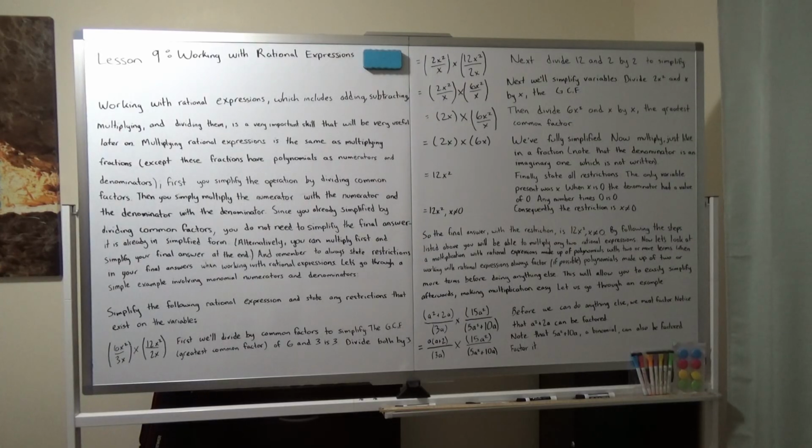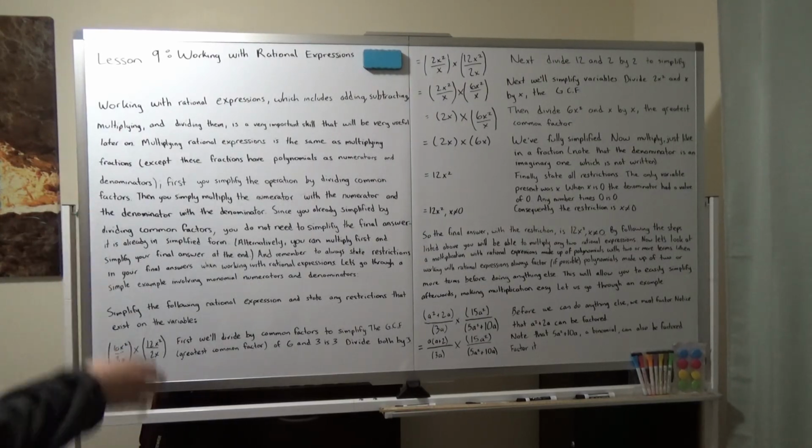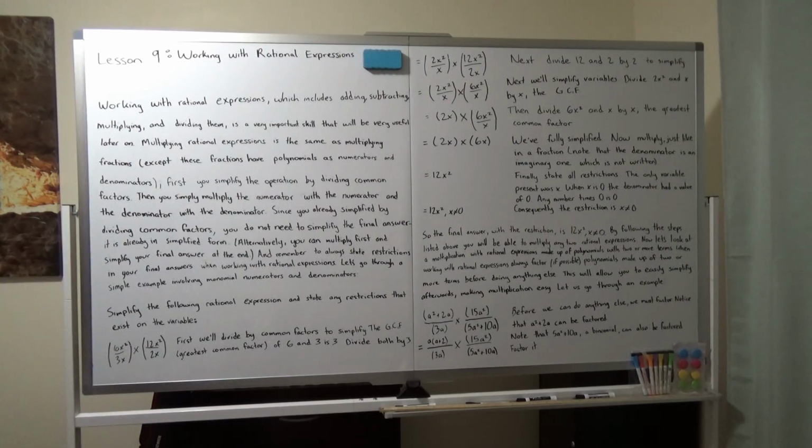Then you simply multiply the numerator with the numerator and the denominator with the denominator. Since you already simplified by dividing common factors, you do not need to simplify the final answer. It is already in simplified form.